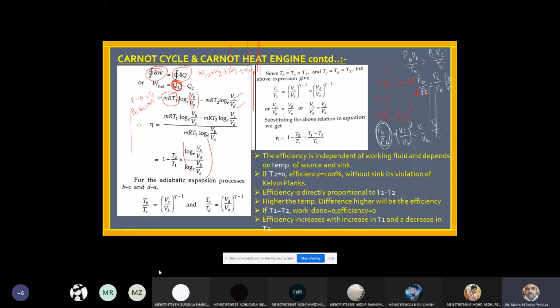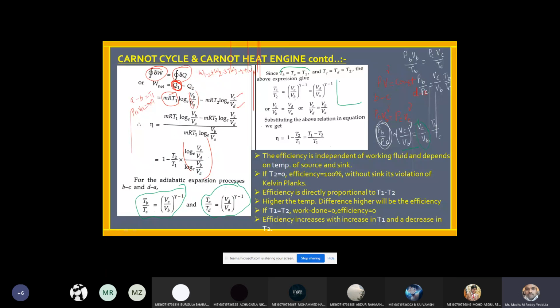Is it clear? Just now I explained, you need to use the equation of state and the governing law for adiabatic. So if you send this VC by VB to this side, it will come to the denominator. If you write it in the numerator, you will get minus 1. That's what is written. Similarly, from A to B also we can write TA by TD is equal to this one. Now if you substitute the VC by VD and VB by VA values here, again you see TA equal to TB equal to T1.